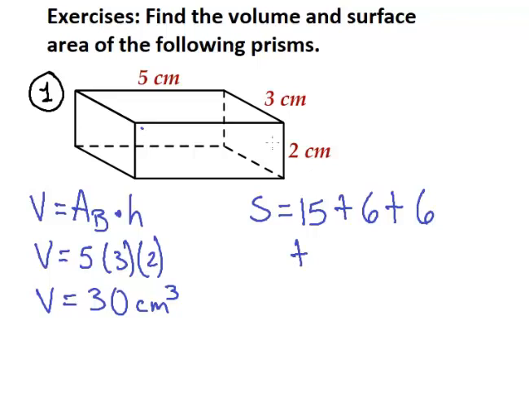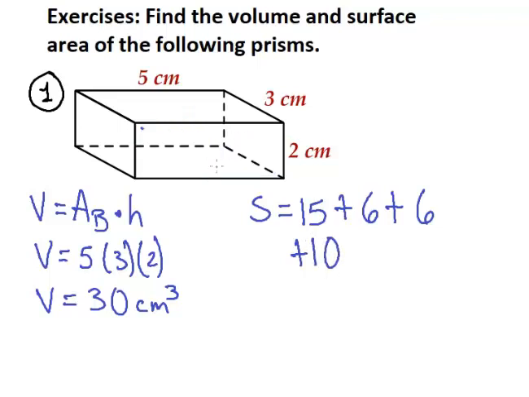Now let's find another face. Let's try to find the front. What will be the measure of the front? Well, this side measures 5 because it's parallel to this one. And this one measures 2. It will be 5 times 2. 5 times 2 gives me 10.